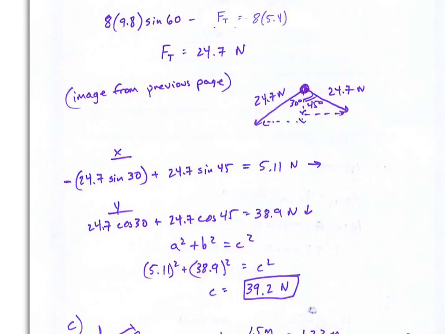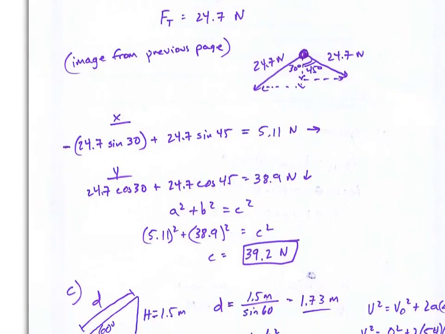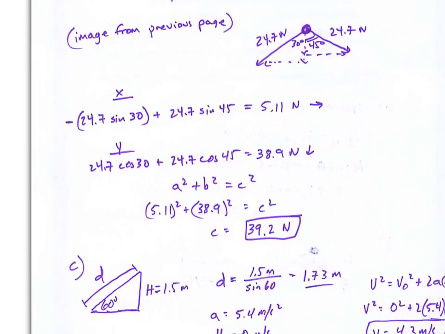Now once we have our x and our y, to find that net or total force, we have to use the Pythagorean theorem, a squared plus b squared equals c squared, and we see that that comes out to be 39.2 newtons. So that's the total force acting on the peg.